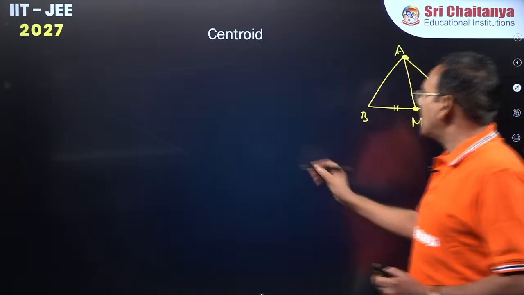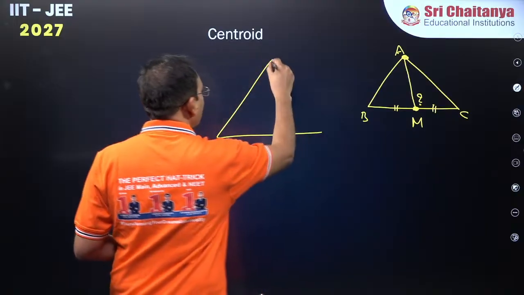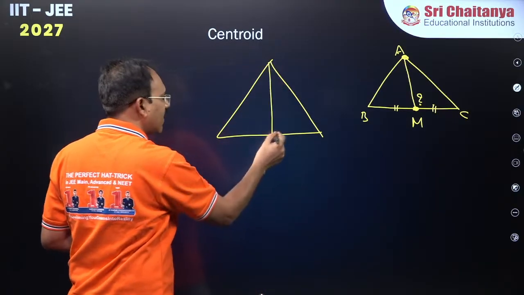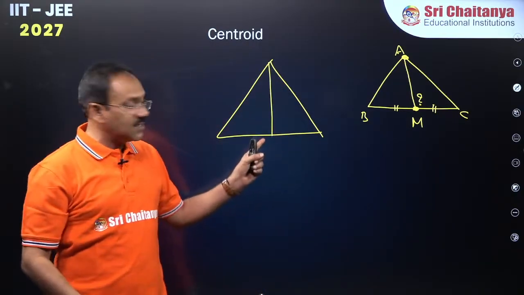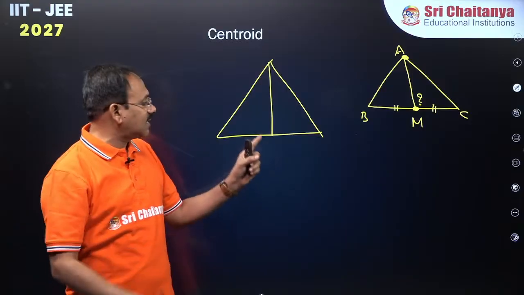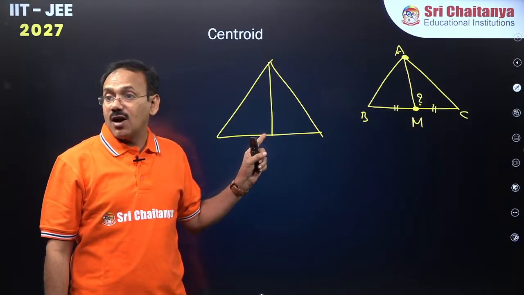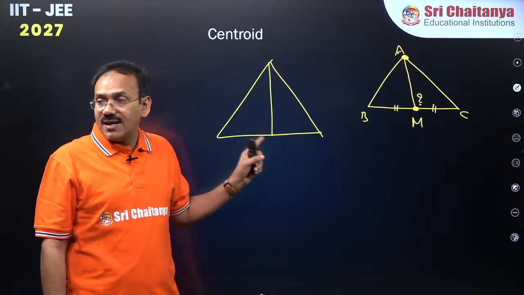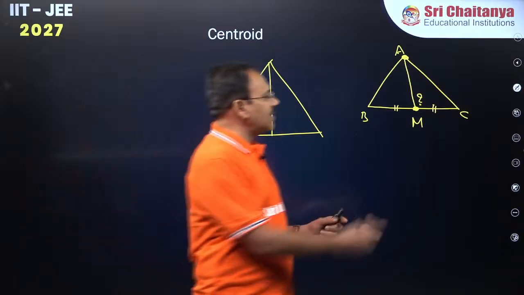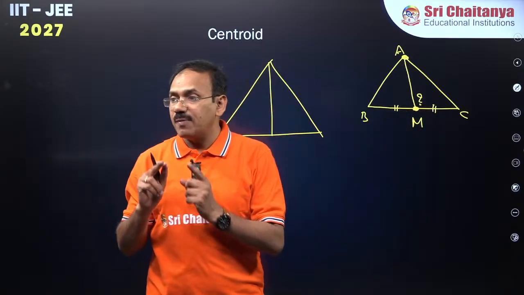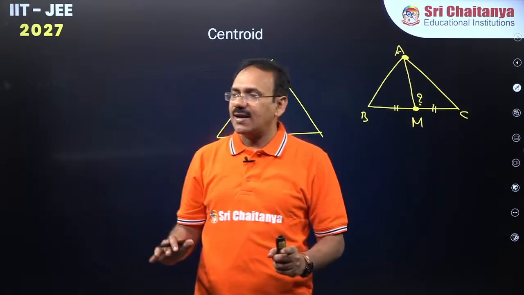Dear students, generally in a particular figure, in a problem, some students by default take this angle as 90, which is a wrong notion. Please don't take it as 90. Even for a median, this angle need not be 90. This can be any angle, dear students.